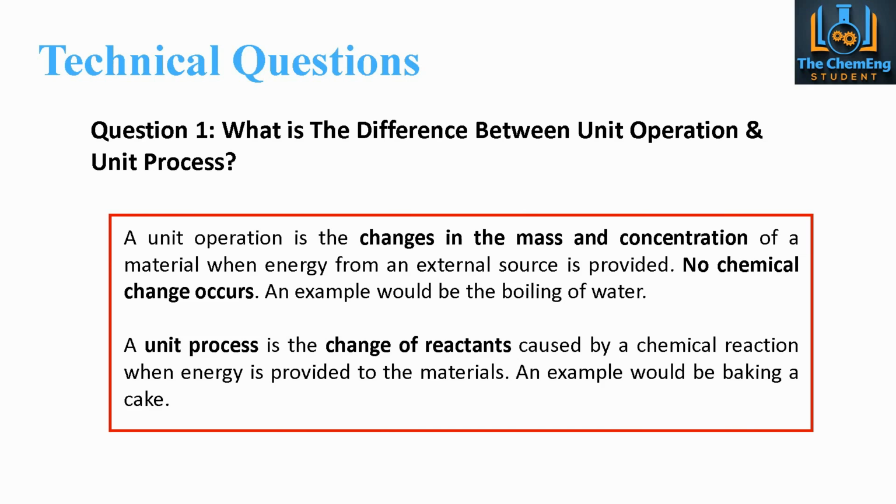Whereas a unit process is the change of reactants caused by a chemical reaction when energy is provided. An example of that would be the baking of a cake, because the change actually happens in the mass and the concentration of the initial reactants. Things like the flour, the eggs, and the water change due to a chemical reaction within the mixture that causes a new compound to form. So that's the difference between a unit operation and a unit process.